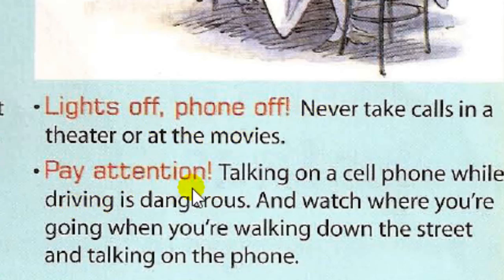Pay attention. Take care. Talking on a cell phone while driving is dangerous. And watch where you're going when you're walking down the street and talking on the phone. Don't use your mobile during driving. This is very dangerous. You should watch where you're going when you're walking down the street.